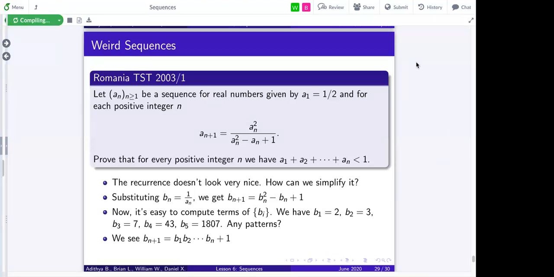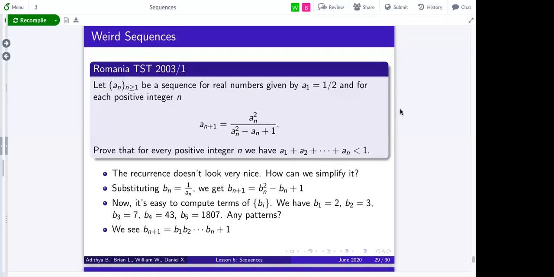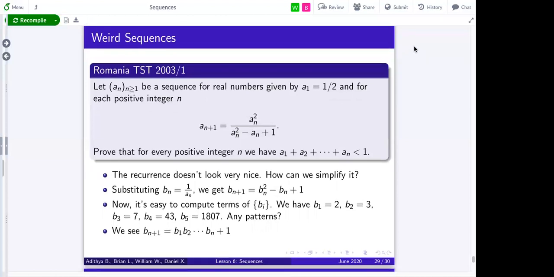Yeah, as somebody said in the chat, it's a famous sequence and it appeared in USAMTS round 3, problem 3. I think it also appeared in a Don Zagier question.